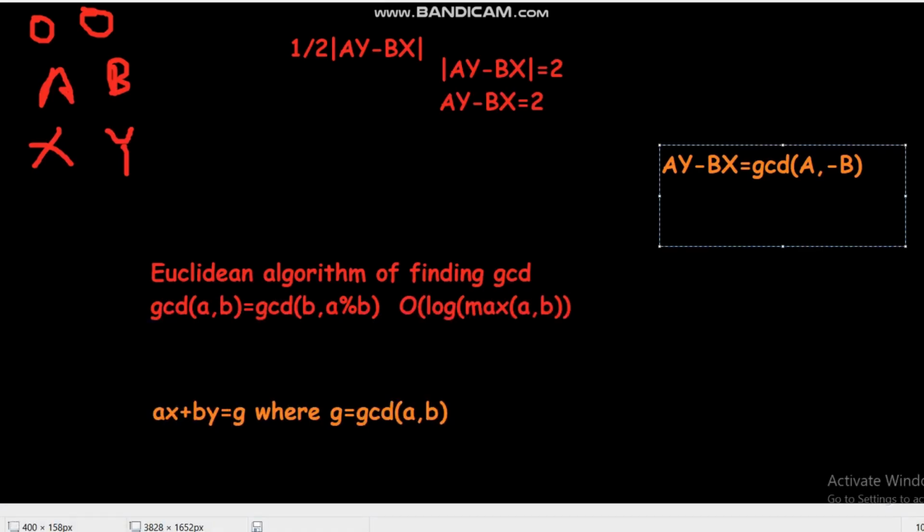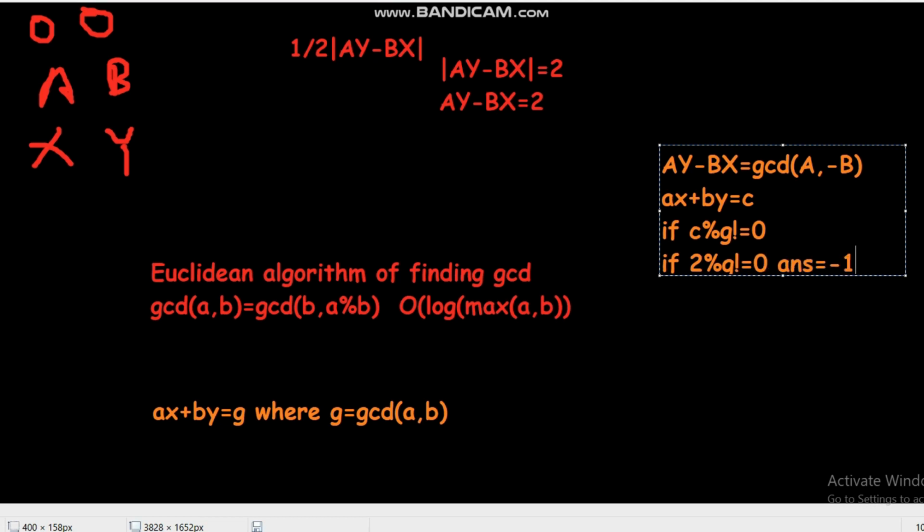Now when will the answer be impossible? We can find the solution of ax plus by equals to c, right? Now if c modulo g is not equal to 0, then the answer will be impossible. Now what is the value of c? The value of c in our equation is nothing but 2. So if 2 modulo g is not equal to 0, then our answer will be -1. Otherwise we will find the answer.